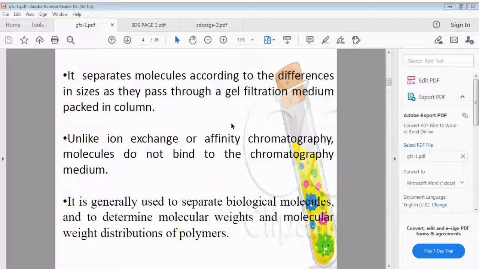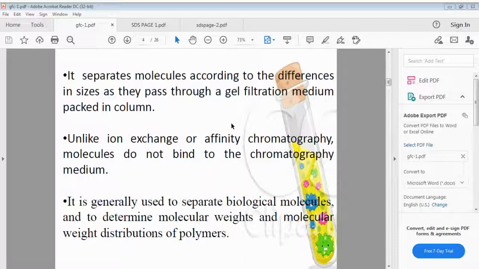The other one is that the smaller molecules which are entrapped in the gel will be eluted at the end. In between, there are some molecules whose size will be between the smaller and the bigger. So they will be eluted after the bigger sized molecules.